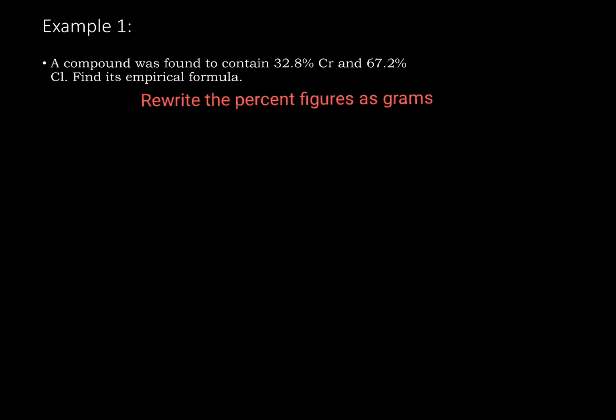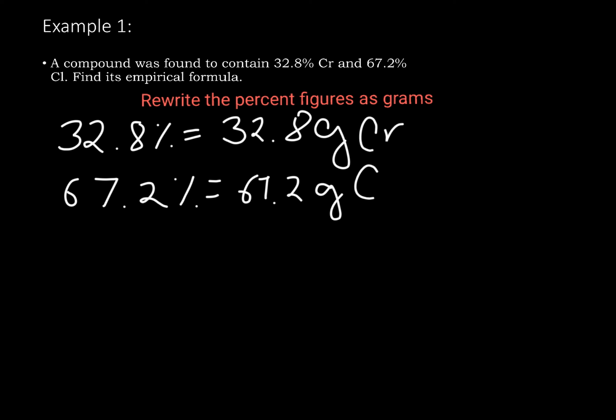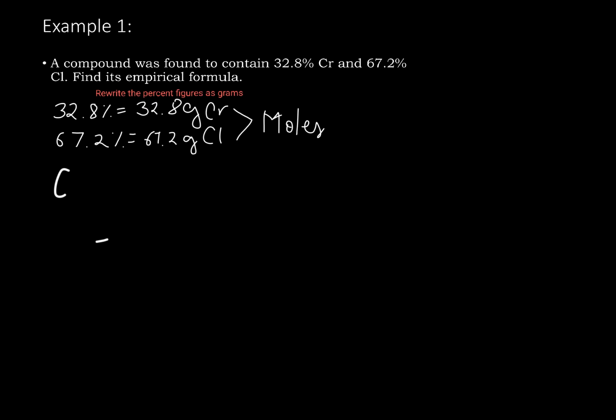It means that since this has 32.8%, you will simply rewrite that as 32.8 grams. Similarly, 67.2% will be 67.2 grams, and this was chromium and this was chlorine. Okay, so now that you have grams, you will go on to the first step, which tells you to convert both of these to moles. To find the moles, simply take the grams and divide them by the molar mass.